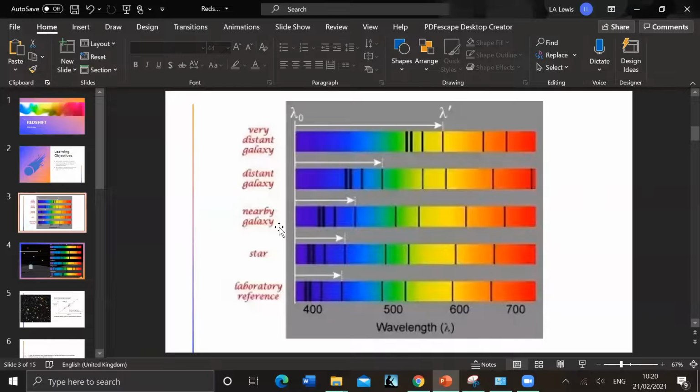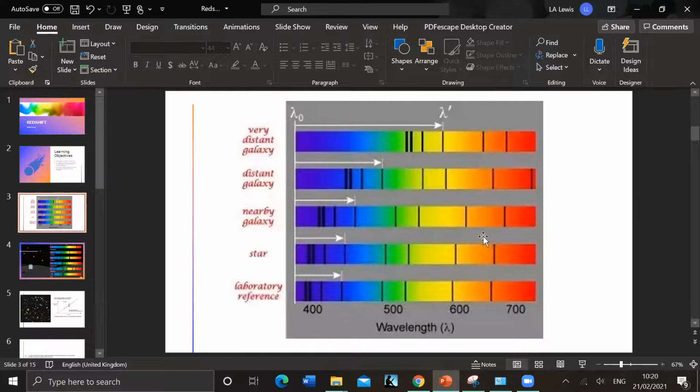A nearby galaxy: this has moved a little bit further over. A distant galaxy: everything's moved this way. A very distant galaxy: this line's completely disappeared. It's moved so far over, it's disappeared. So these lines are moving towards the red end of the spectrum, and the whole effect is called redshift. So that's where the word comes from. It's as simple as that.